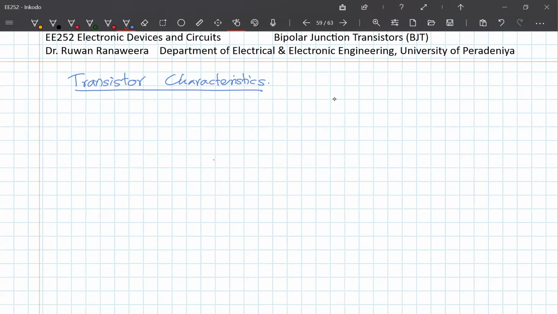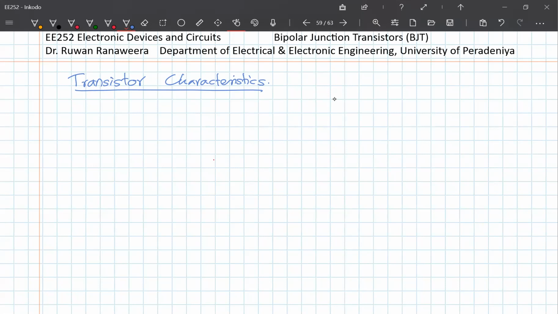Now, what we are trying to achieve here is to obtain a relationship. For a transistor, output voltage is typically taken as VCE, the voltage between the collector and emitter, and output current is taken to be the collector current, IC. So we want to see whether there is a relationship between IC and VCE. That's the objective of this exercise.